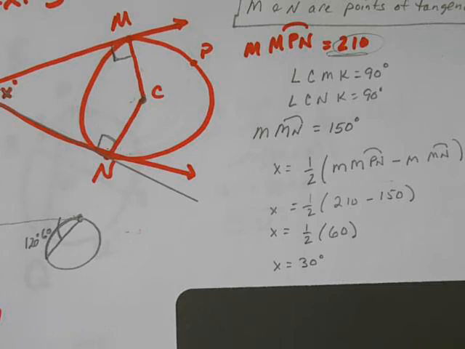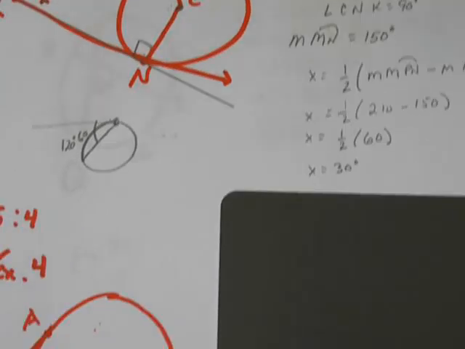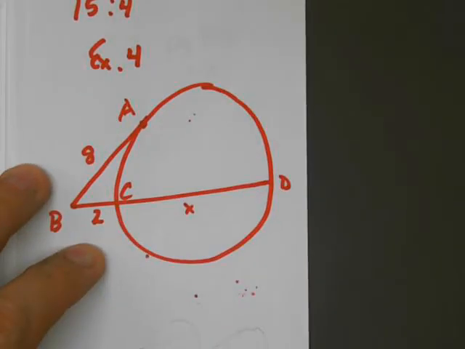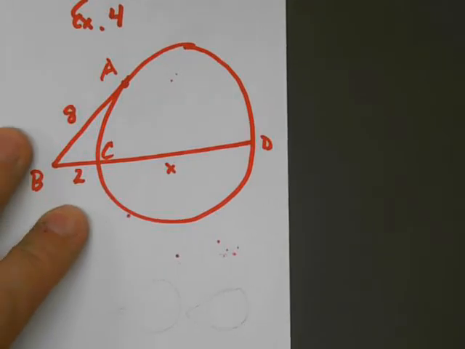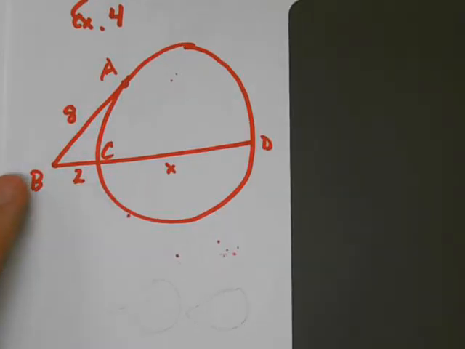Everyone okay with example 3? Keep rolling. Okay, example 4 from section 15.4. There's the picture. Make sure your circle looks like a circle, not an ellipse, or a football, or an egg, or an oval.